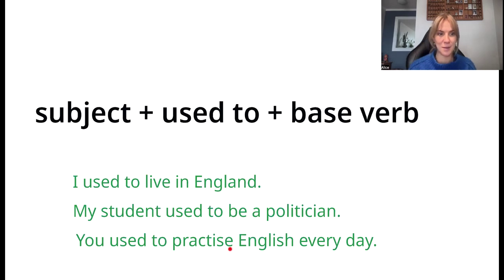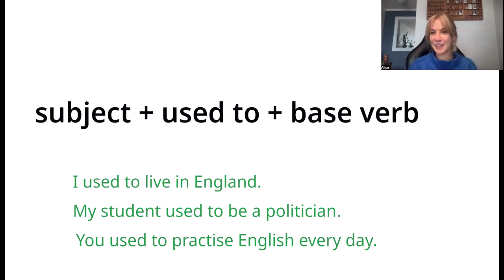Let's take a look at the examples. I used to live in England in the past. Now I live in Chile. I used to live in England. My student used to be a politician. Maybe now he's changed jobs. You used to practice English every day. What happened? Why aren't you practicing English anymore? So things that were true in the past are no longer true now.